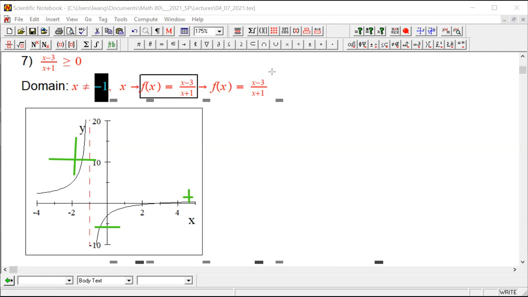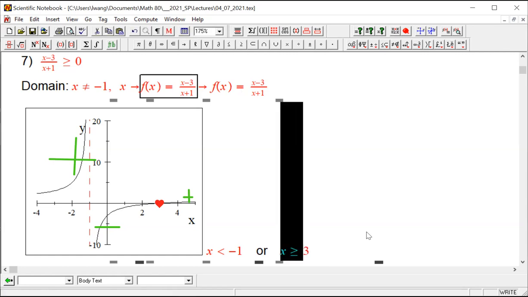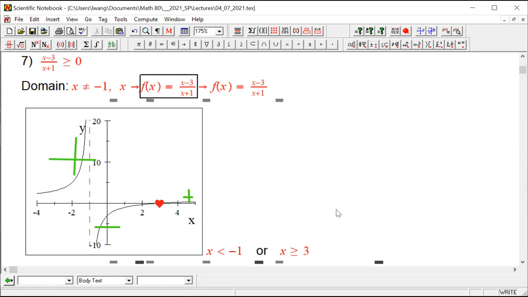Do you guys follow me? That's the 3. So if you know how to read this chart, you can still give the solution. And if you have a graphing calculator, you'll still be able to identify the solution as x less than -1, or x is larger than or equal to 3. Do you follow me? So this is the graphing method.